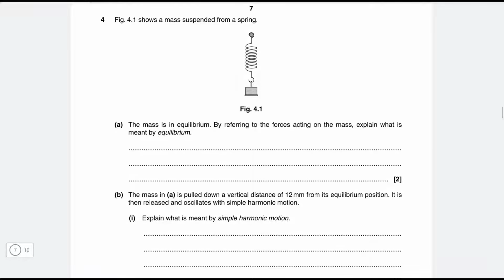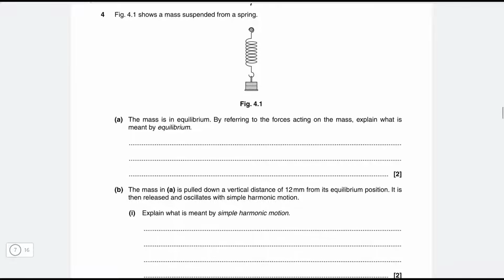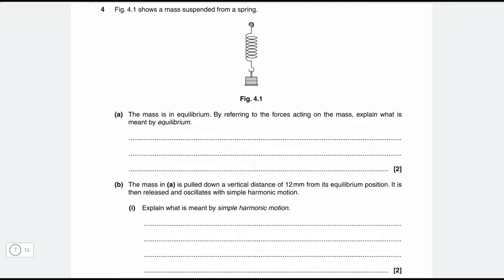Okay, so figure 4.1 shows a mass which has been suspended from a spring. The mass is in equilibrium. By referring to the forces acting on the mass, explain what is meant by equilibrium. Well, there are two forces acting on this. One of them is the weight. Let's draw this a little bit better. I'm going to try and draw this straight down, and this here will be the weight, which is just mg, and there will also be a force from the spring which will be of the same magnitude but upwards.